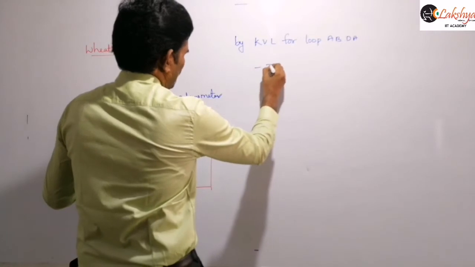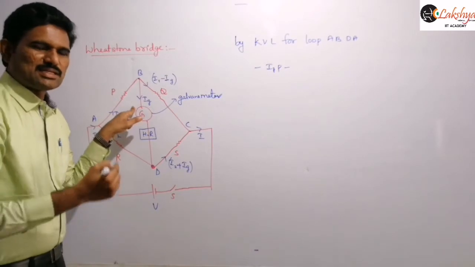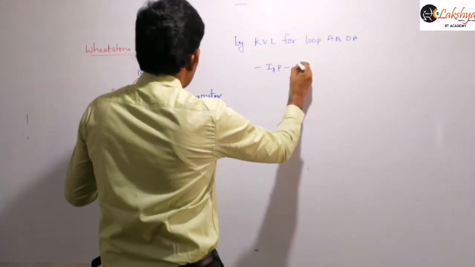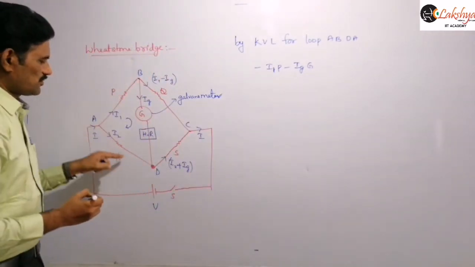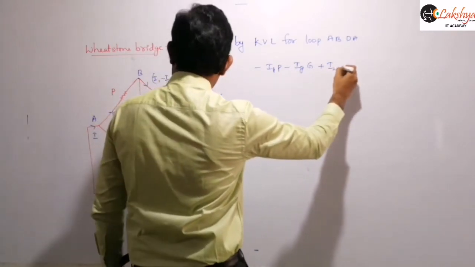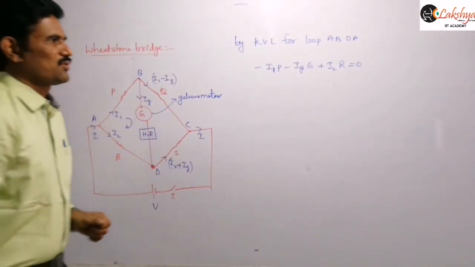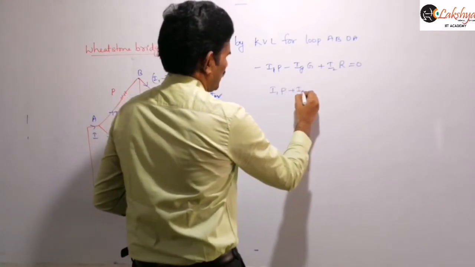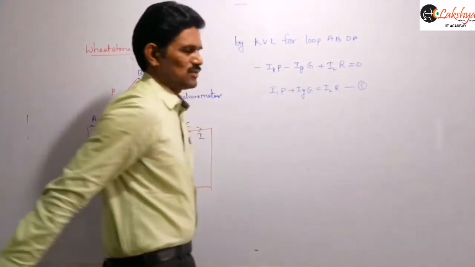So minus I1 into P, and next here, as I said, G is the resistance of this galvanometer we need to consider here. So then you can write this as Ig into G, and next we are traveling from here to here, so I can write this as plus I2 into R. So this is equal to 0. No source is there in that loop. And so now I can write this as I1 into P plus Ig into G is equal to I2 into R. Suppose this is equation 1, right?